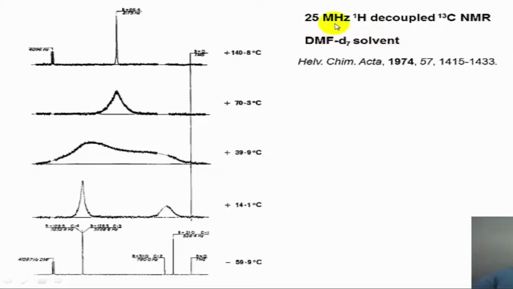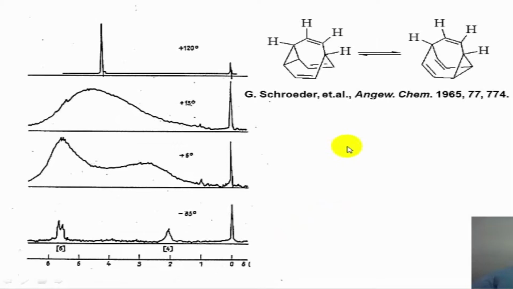This is a 25 MHz proton decoupled carbon-13 NMR spectrum recorded in DMF as a solvent. There is a peak corresponding to DMF, which is at this place, for example. If you ignore this peak, the rest of the peaks can be assigned to the molecule of interest, namely bullvalene. Now if you look at the bullvalene structure, there should be one carbon corresponding to the cyclopropyl ring carbons, one corresponding to the alpha vinylic position carbons, another corresponding to the beta vinylic position carbon with respect to the cyclopropyl, and finally the methine carbon should come separately.